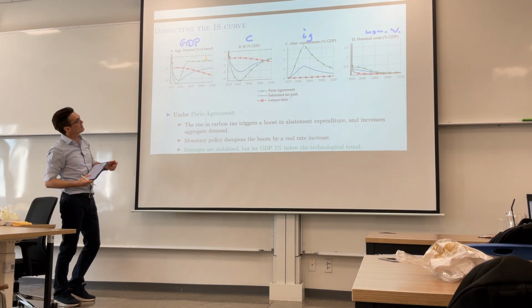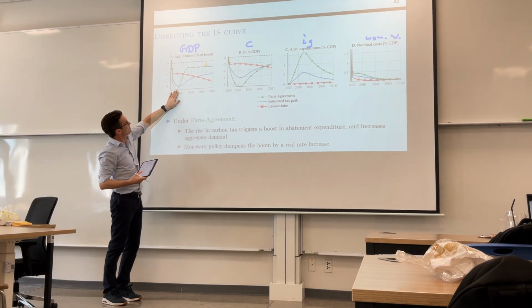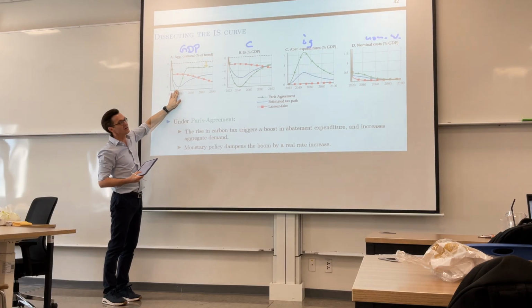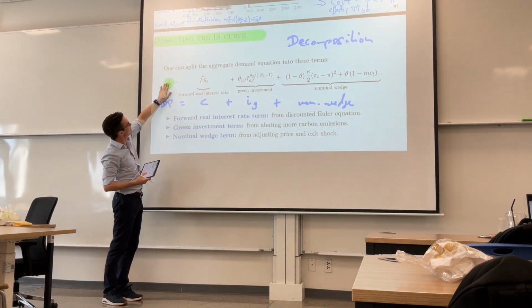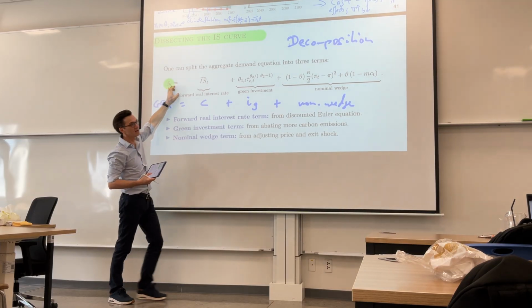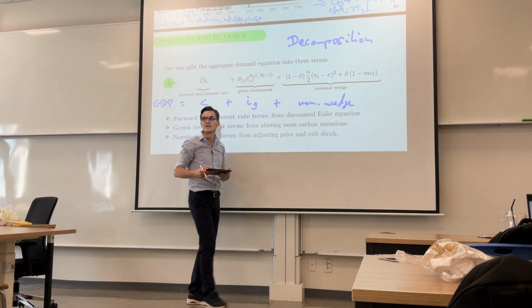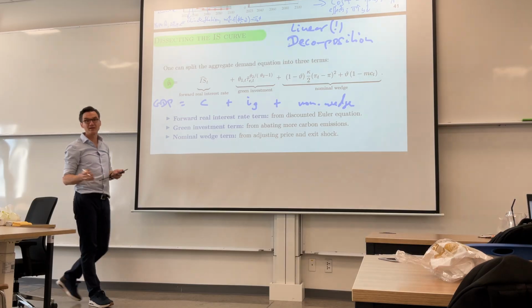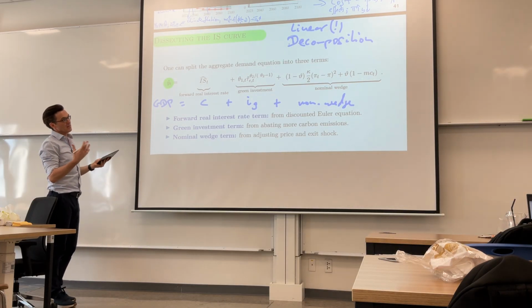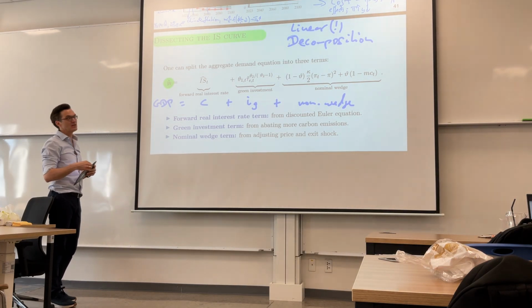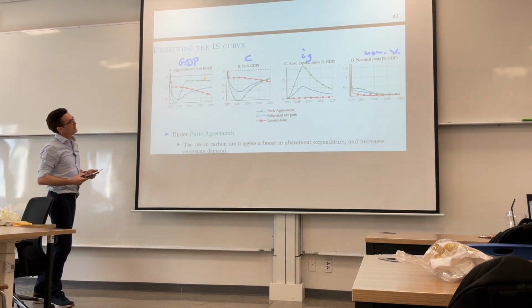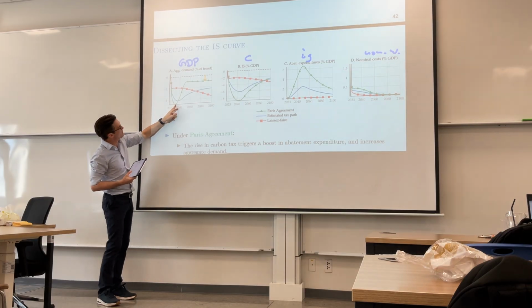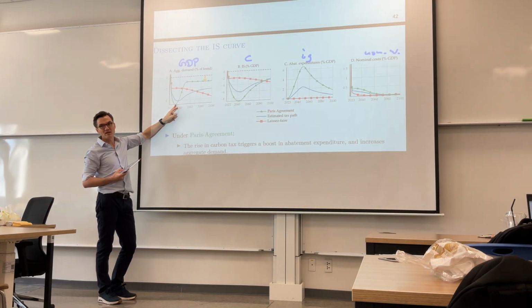Okay, so now let's take a look at what we see here. GDP falls, and we can now use this linear decomposition. Notice the hats here are linear, so this is log-linearized. So it's a linear decomposition. That's very important. We have a nonlinear model, but the way you can make progress on the decomposition is by linearizing, because then you can add up the total effects.